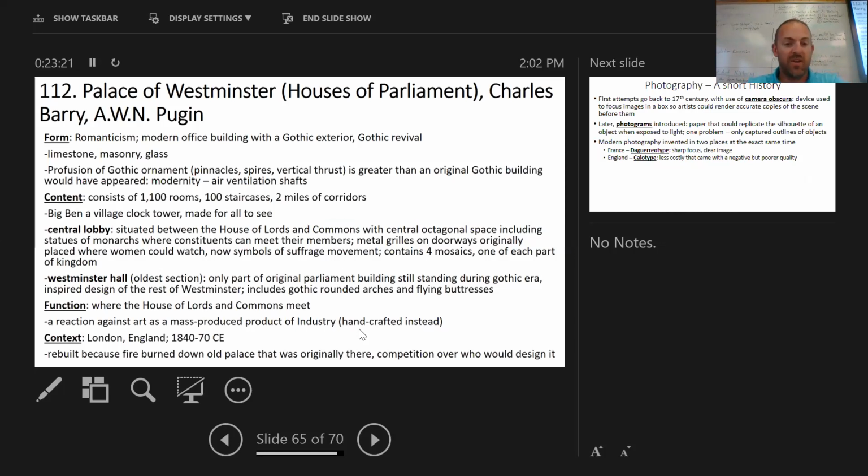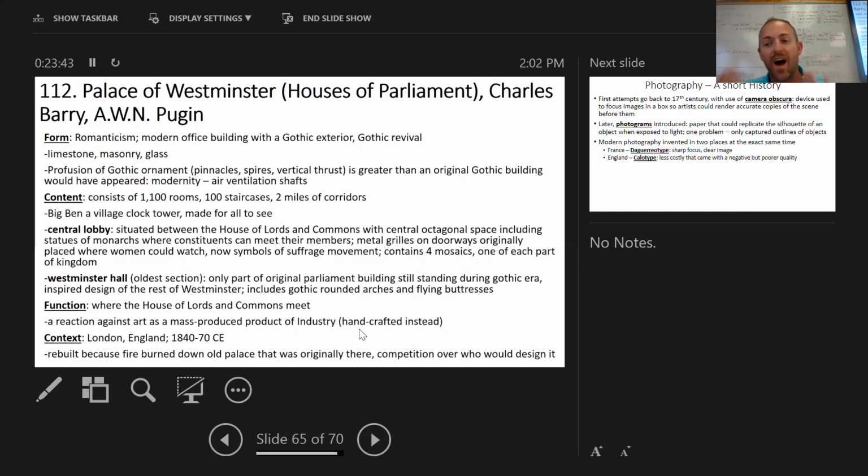So again, functionality, this is where the House of Lords and the Commons meet. They discuss laws, right? So this is still very much functional. It's very much used. And again, this is a reaction against art as a mass-produced product of industry. They wanted this to look handcrafted. All of this looks handcrafted, and that's what Gothic art really looked like. And so this is that reaction against industry that is pouring into Britain at this time.